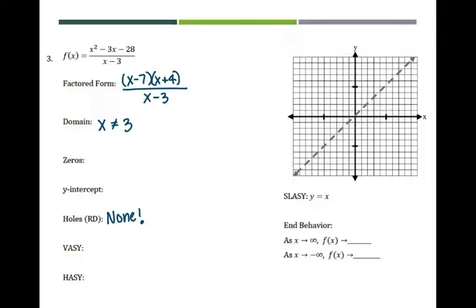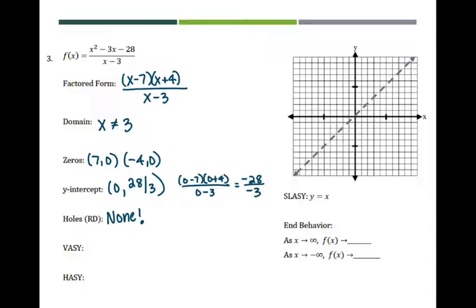And your zeros come from your numerator. So my first factor in my numerator is x minus 7. So that means I'm going to have a 0 at (7, 0). And I'm also going to have a 0 at (-4, 0), because it comes from my numerator. For my y-intercept, I'm going to plug in 0. So I have 0 minus 7 times 0 plus 4 over 0 minus 3. So that gives me -28 over -3, so positive 28 thirds. All right.